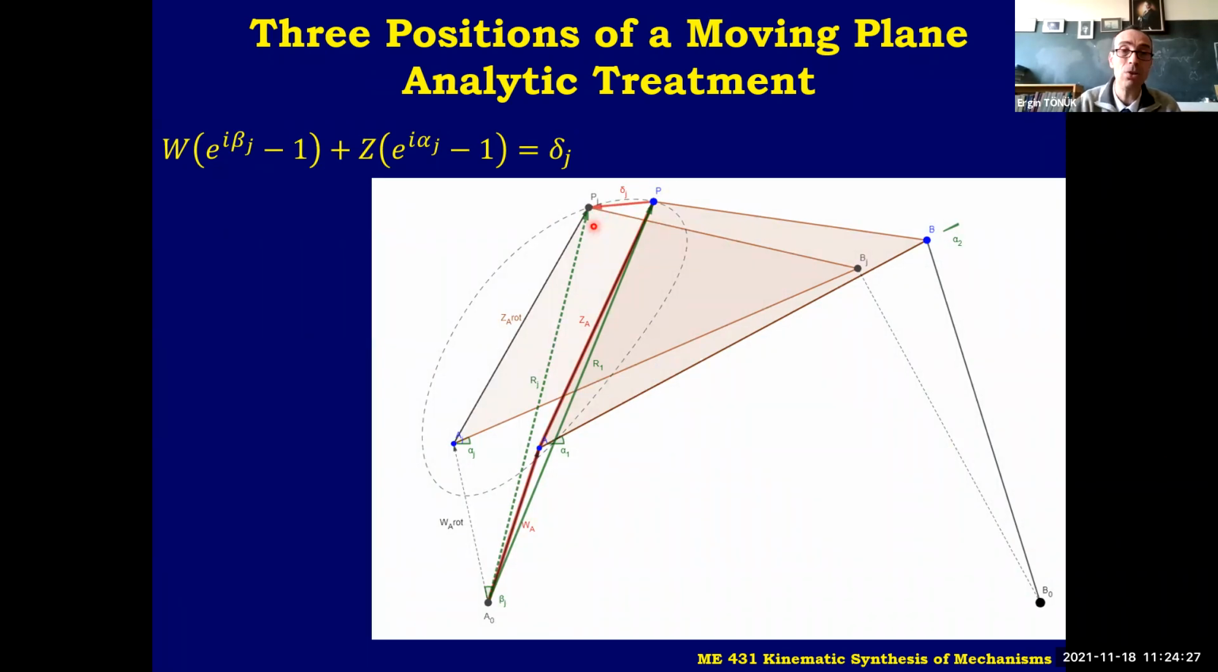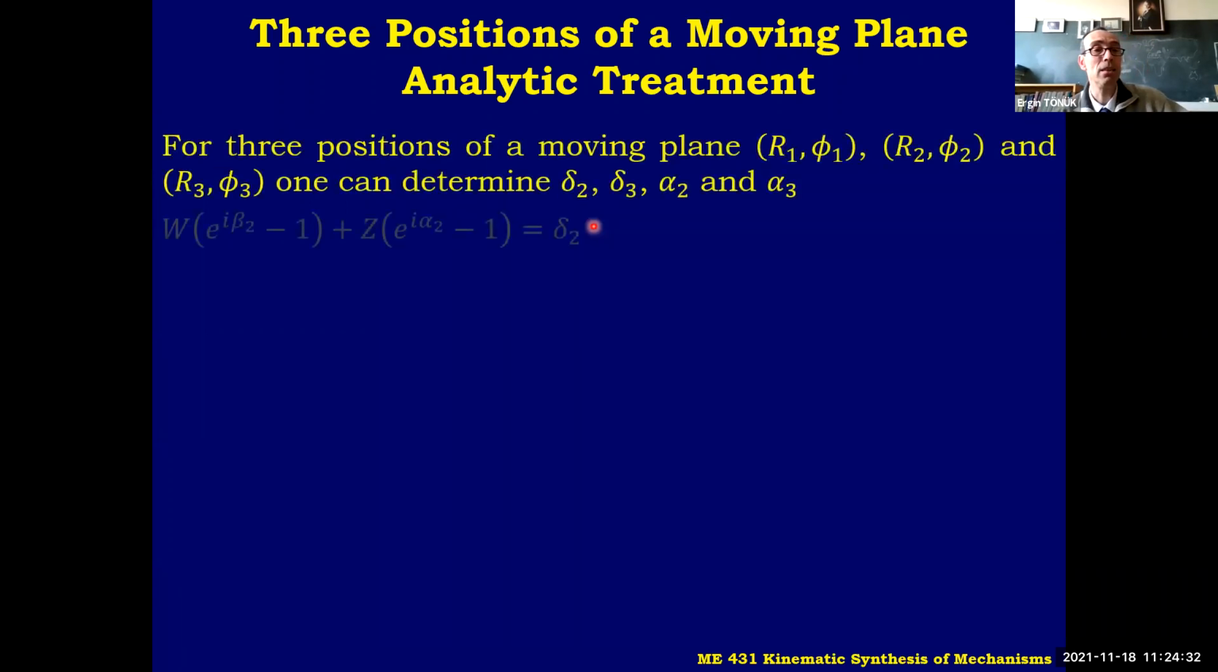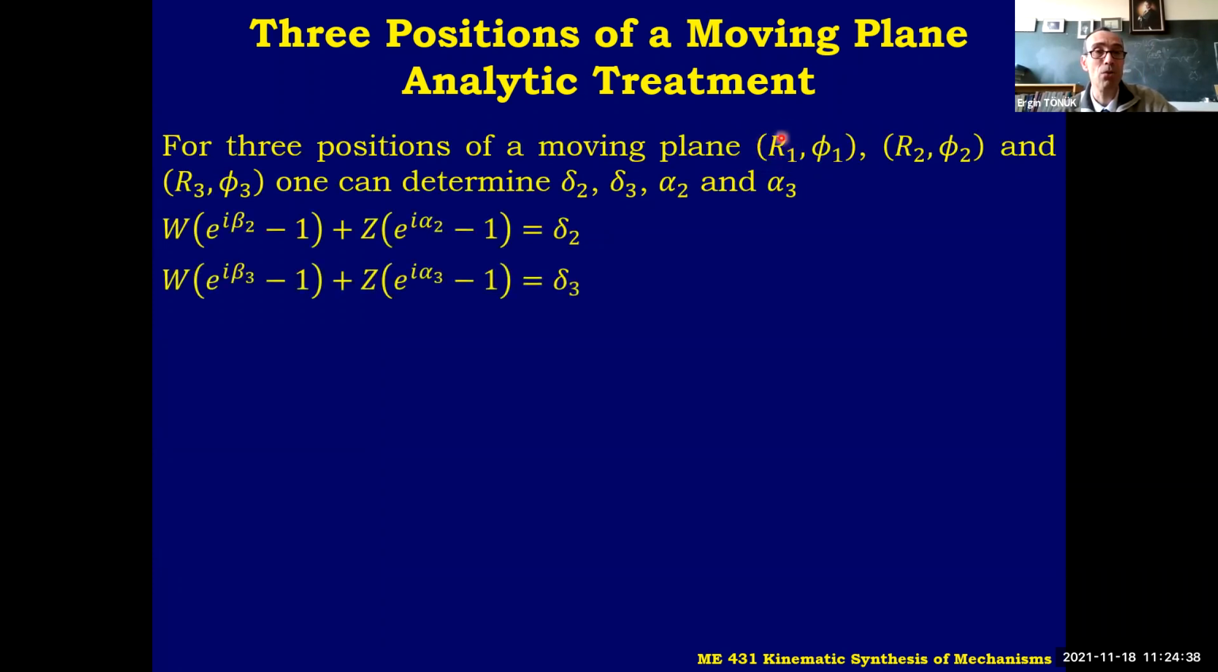So for 3 positions of a plane, which can analytically be represented like this, R1 is the position of a representative point, which might be the origin of your moving coordinate system, if you like, and the angular orientation at that point. So actually this has 2 variables in it. This is 1, to position 2 and to position 3. What do we have? We can write the general dyad equation like this.